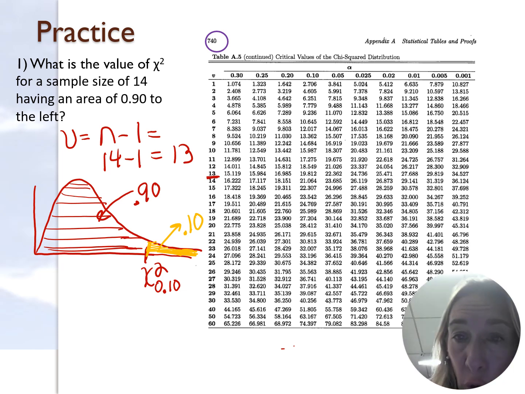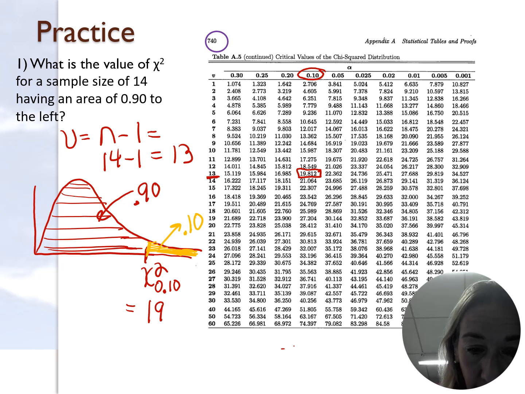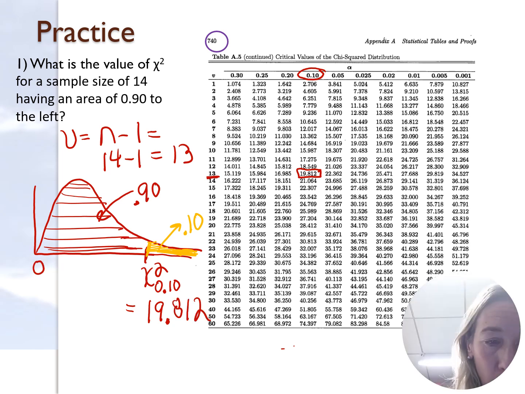So great. We are going to find our alpha of 0.1 across the top and read the value off that's at the intersection of those two points. So that particular critical value of chi-square that sits along the x-axis is 19.812. It's a larger value, because it's somewhat far over to the right, having only 0.10 area to the right of it.